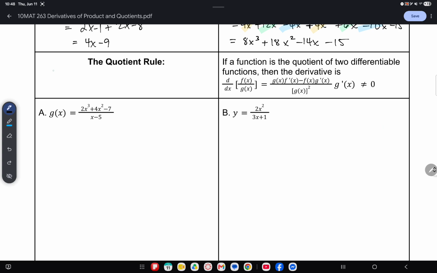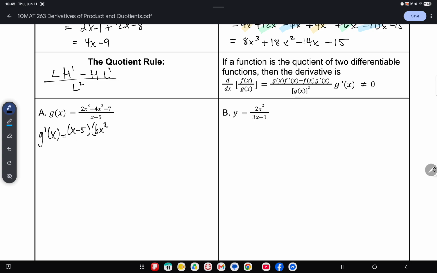I was always taught low d high minus high d low all over low low. And so that's how I remember that. So let's go through these two. So I have low d high. So low function, x minus 5, times the derivative of the top.